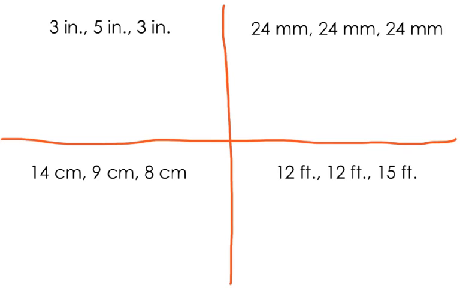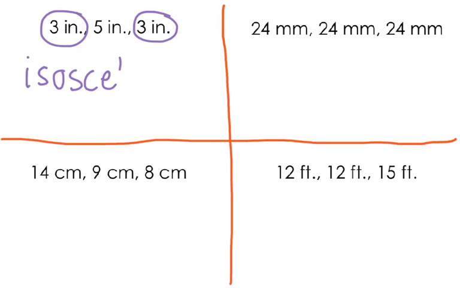So here are our first practice problems. You'll notice that in this case, we aren't actually given any pictures of triangles, just the side lengths. In this first one, it's got lengths of 3 inches, 5 inches, and 3 inches. So what I notice is that it's got two side lengths that are the same. So this would be considered an isosceles triangle. Isosceles, it's spelled a little funny.